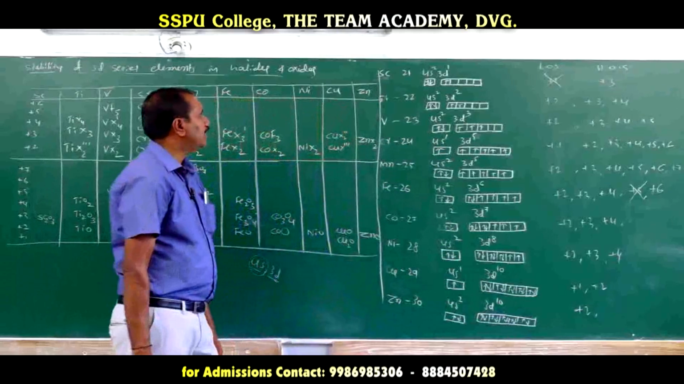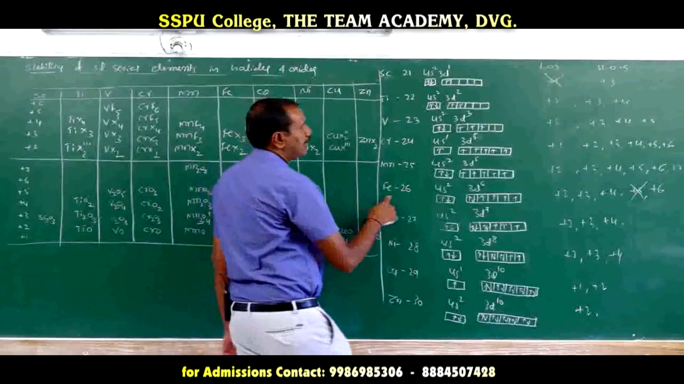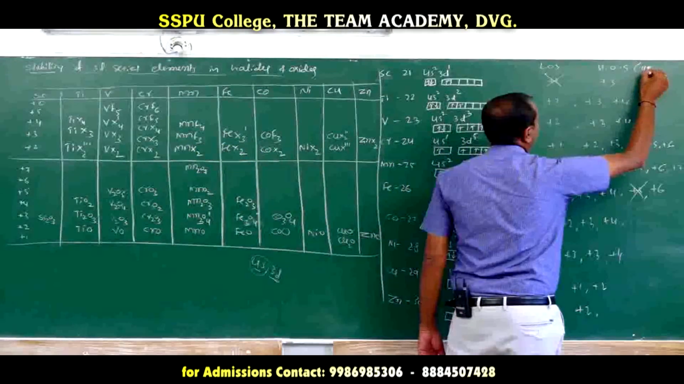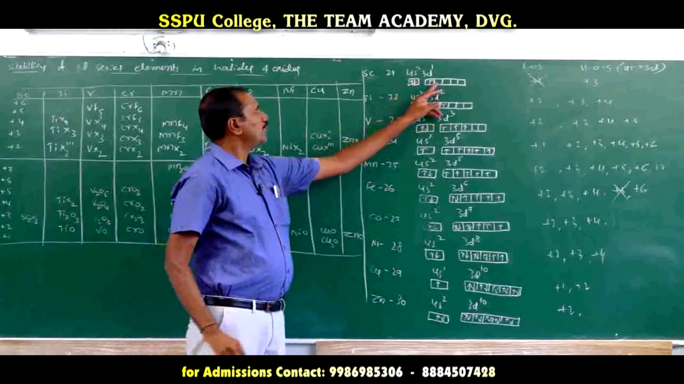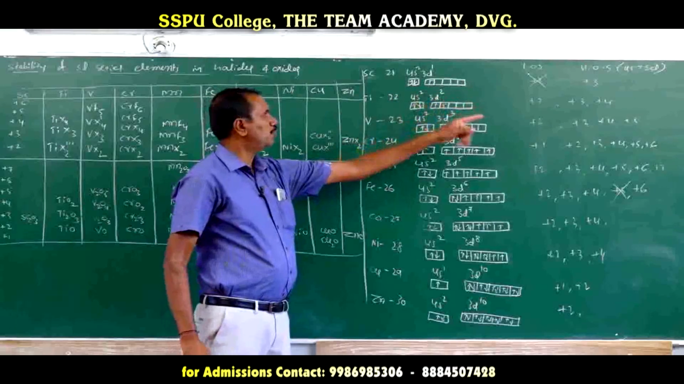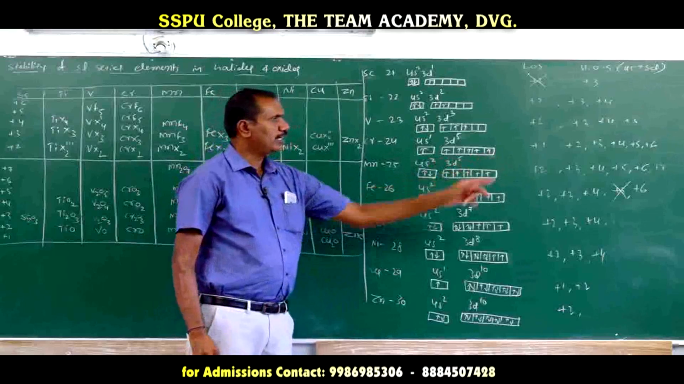The higher oxidation state from scandium to iron depends upon the sum of electrons in 4s and 3d. So here 2 plus 1, 3; 2 plus 2, 4; like that, 1 plus 5, 6; 2 plus 5, 7.